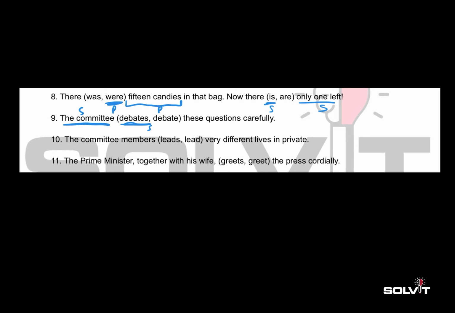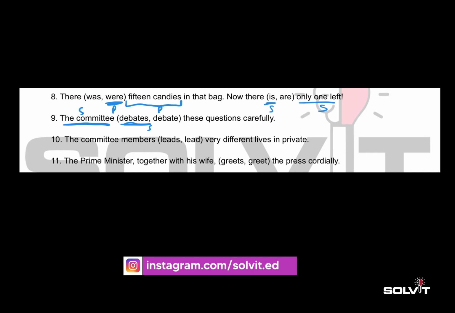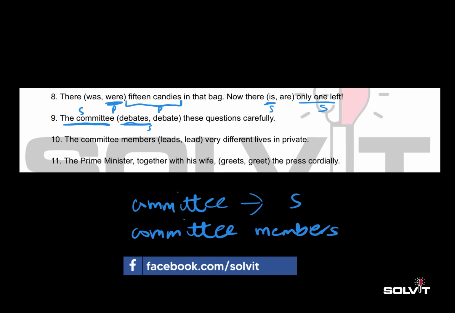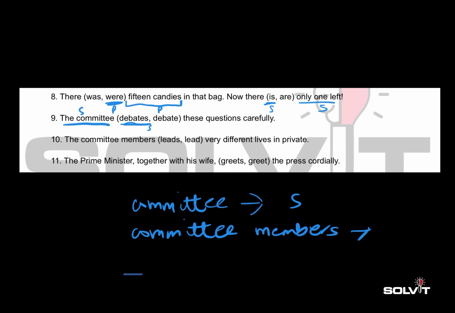The committee members lead very different lives in private. Now see, this is a little different because we're not talking about one committee. Okay, now committee and committee members are different. Now, committee is singular because we're talking about one committee, but as soon as the word members comes over here, committee members, we're talking about many members, so this will be plural, okay? So the 12th rule that we studied will not apply over here. This will just be considered as plural, okay? So the committee members lead very different lives in private.